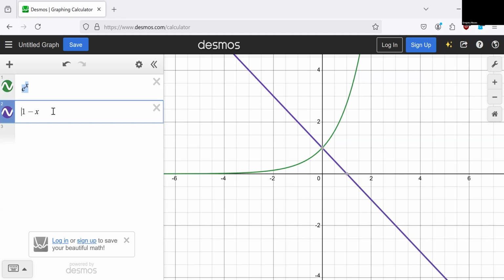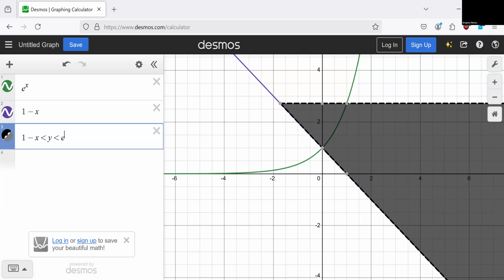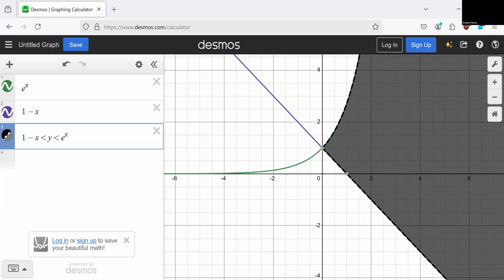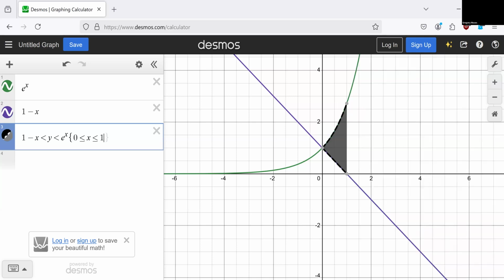e to the x and 1 minus x. And the area between them, let me see if I can get Desmos to generate this. The area between them from, let's say, 0 to 1. So we've got a single upper function that never changes, and we've got a single lower function that never changes, and the area between them we're going to find via integration.